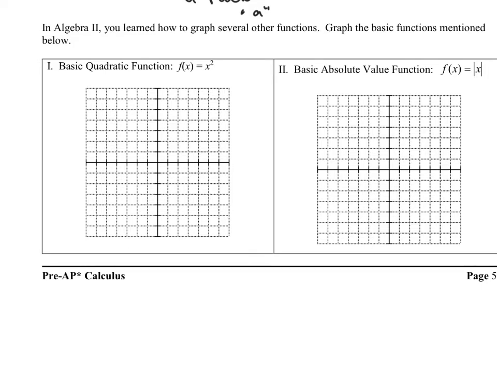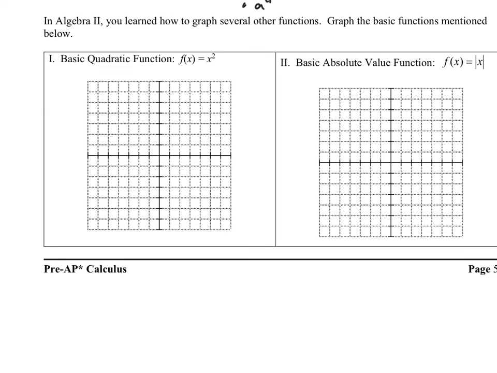All right, so here we're going to look at the basic quadratic function, f of x is equal to x squared. Same thing, if you don't know, you could do your xy table. When x is 0, 0 squared is 0. When x is 0, y is 0. When x is 1, y is 1, because 1 squared is 1. When x is 2, y is 4. So 1, 2, 3, 4, and then so on and so on.